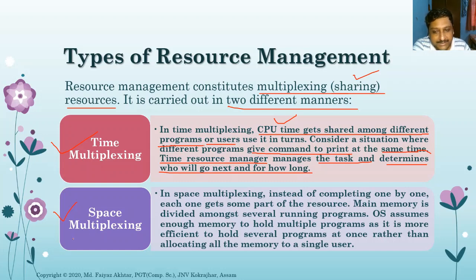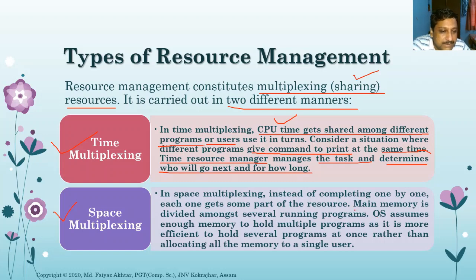Now come to space multiplexing. In space multiplexing, instead of completing one by one, each one gets some part of the resources. What is there? Memory. Large memory is available in a computer. This large memory is allocated to different programs. At the same time, many programs get executed and stored in memory, and the memory is shared between these running programs.